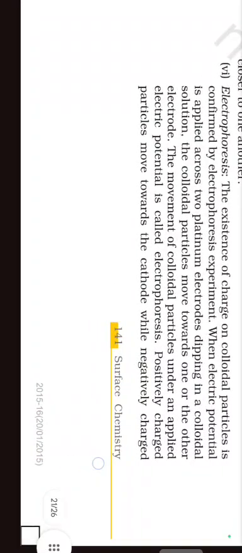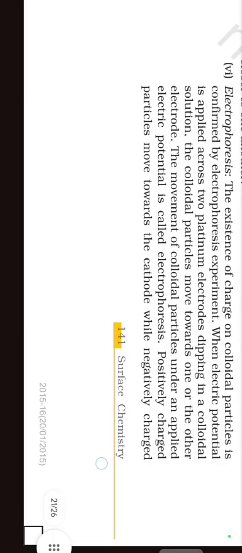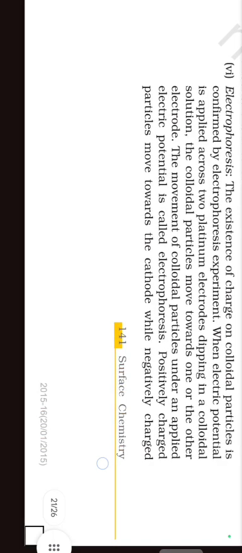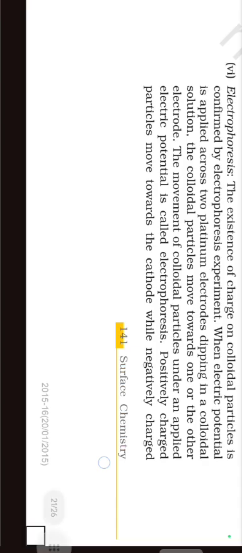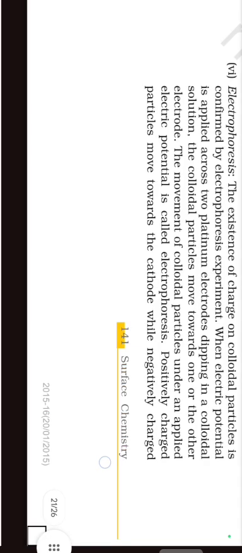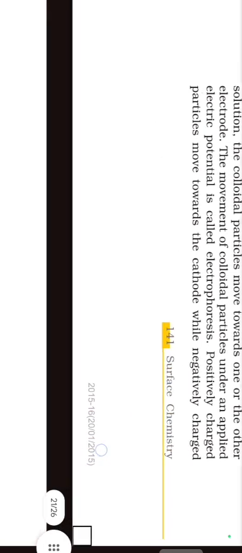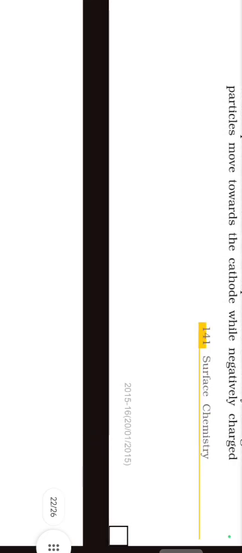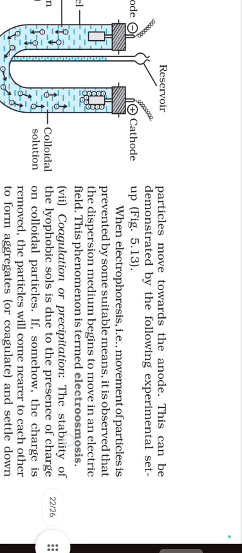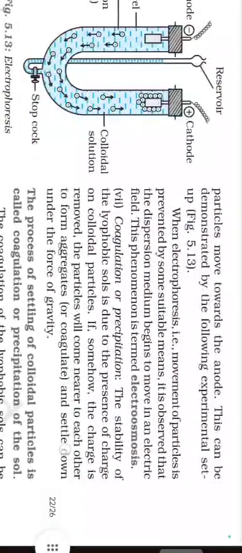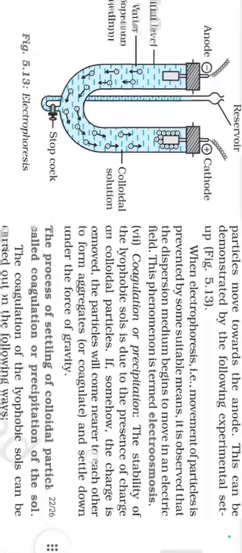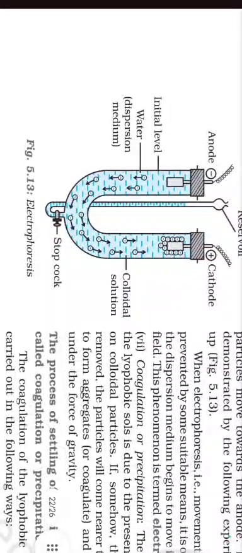Sixth, electrophoresis. The existence of charge on colloidal particles is confirmed by electrophoresis experiment. When electric potential is applied across two platinum electrodes dipping in a colloidal solution, the colloidal particles move towards one or the other electrode. The movement of colloidal particles under an applied electric potential is called electrophoresis. Positively charged particles move toward the cathode, while negatively charged particles move towards the anode. This can be demonstrated by the following experimental setup. Figure 5.13, electrophoresis.